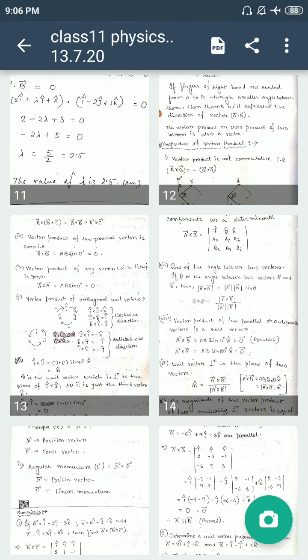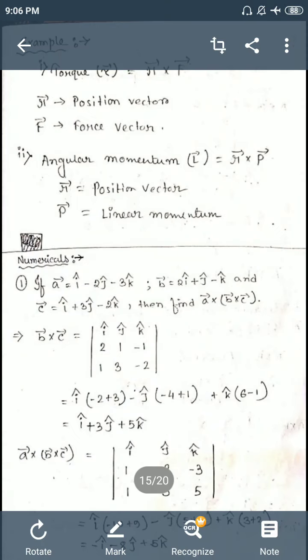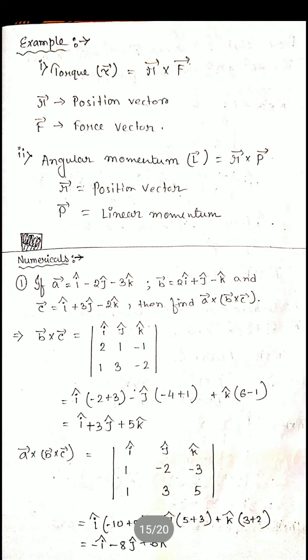Now we proceed to the first numerical. Here, see that A, B and C are there. We find out A cross B cross C. So first we find out B cross C. In this way, in determinant form, I, J, K, then we write AX, AY, AZ.